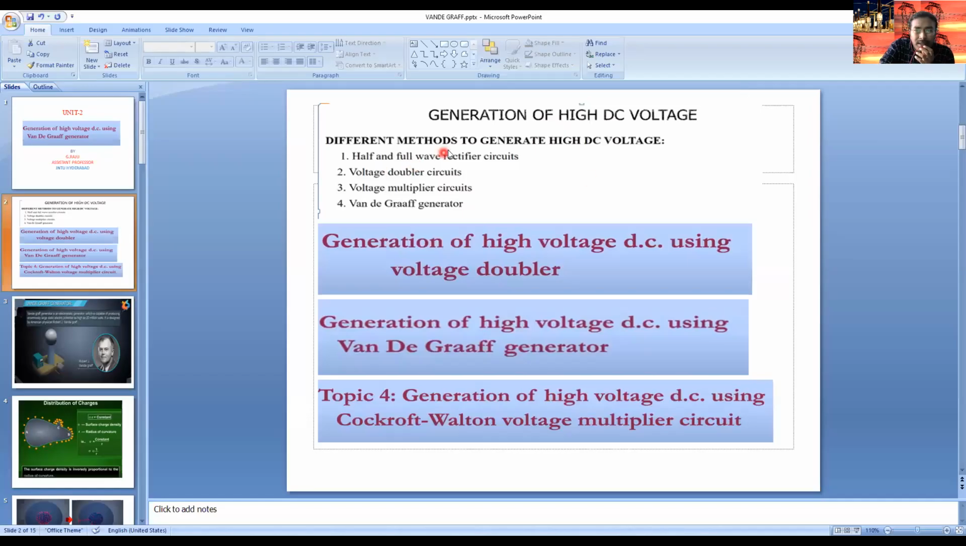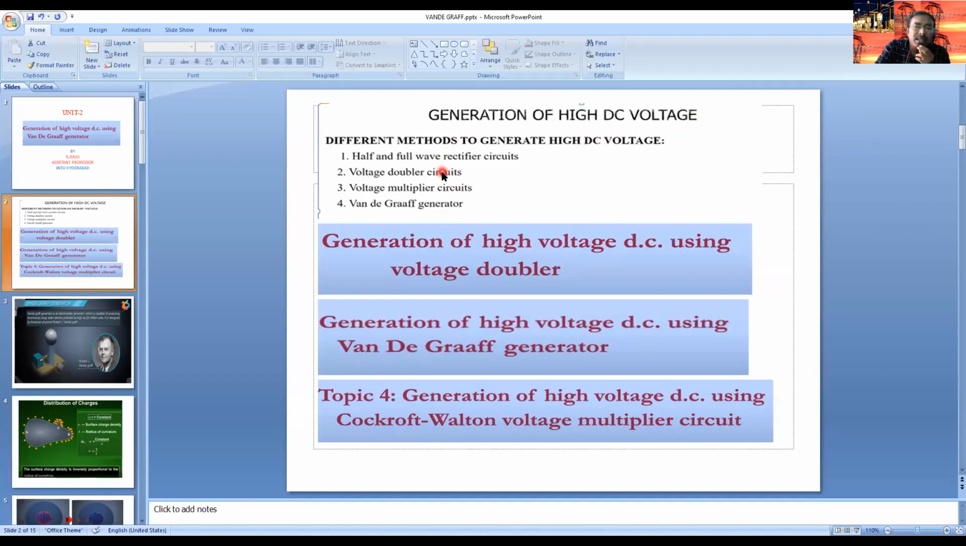So listen, generation of high voltages. Under the second unit, there are two main topics: generation of high voltage DC and generation of high voltage AC. Under DC and AC, first we have to concentrate on the generation of high DC voltage.